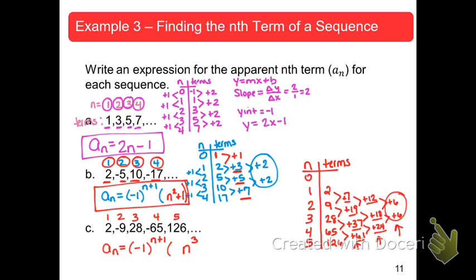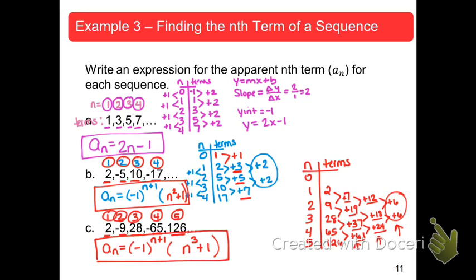Alright, so let's see. Plug in your 1. So 1 cubed is 1. What can I do to 1 to get to 2 then? Well, add 1. So let's see if that works on the others. So 2 cubed is 8 plus 1 is 9. It worked there. 3 cubed is 27 plus 1 is 28. 4 cubed is 64 plus 1 is 65, and 5 cubed is 125 plus 1 is 126. So that works. So this is actually the equation for these numbers.